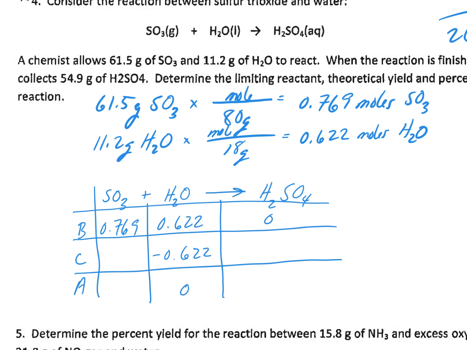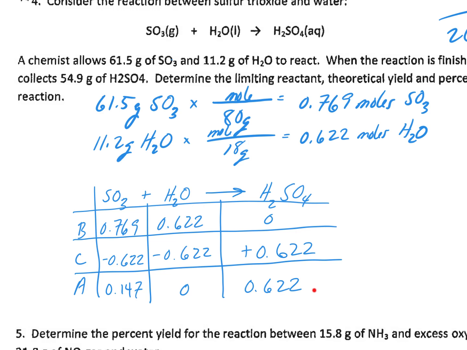And if we're using that much water, we're going to use that in SO3 as well, because this is a 1-to-1 mole ratio. For every 0.622 that we use of water, we're going to use 0.622 of SO3. So let's just see what the excess. All right, we're going to be left with some excess SO3. This will be the number of moles of SO3 that's in excess. We won't have any water left over.